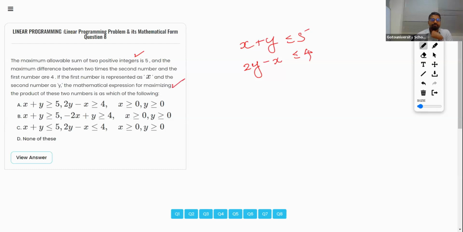The mathematical expression for maximizing the product of these two numbers is, so we have to maximize the product of these two. Which of the following will be correct? If you want to maximize them, both should be positive. That is happening in all the options, whereas these two conditions are happening in option C itself. So yes, the answer is option C. We are done with the mathematical formulation.